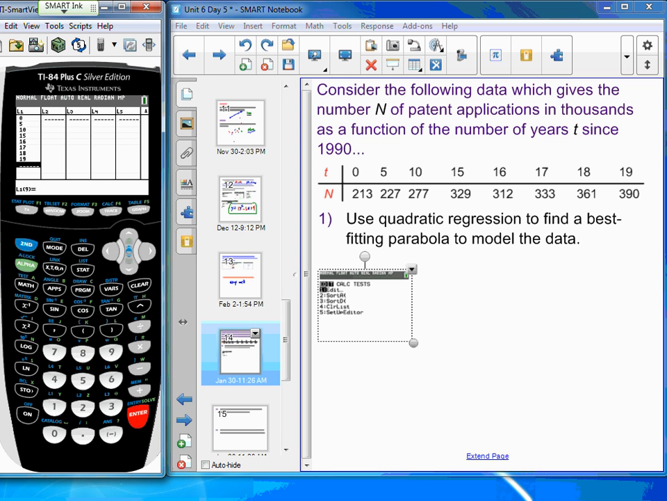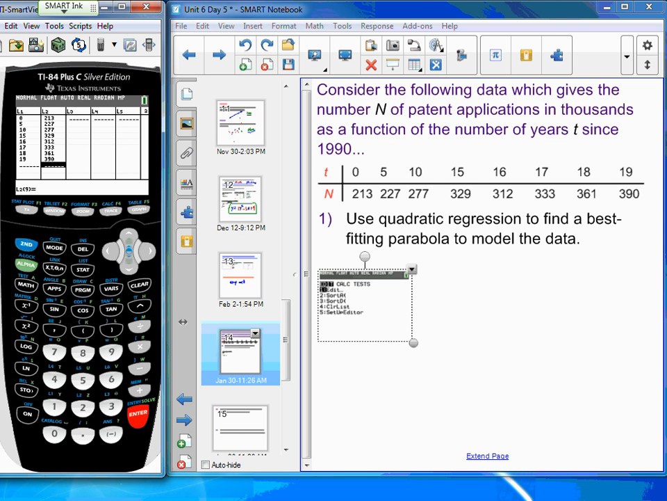Take a minute to make sure that you have your data entered correctly. Right, so take a minute and make sure you have the correct data. Otherwise, it's going to mess everything up.